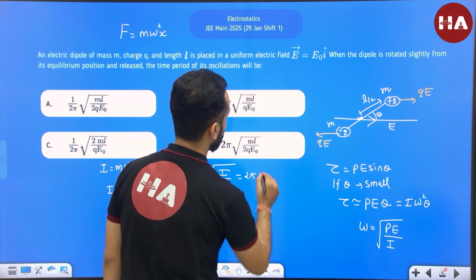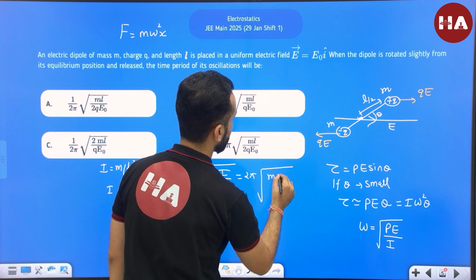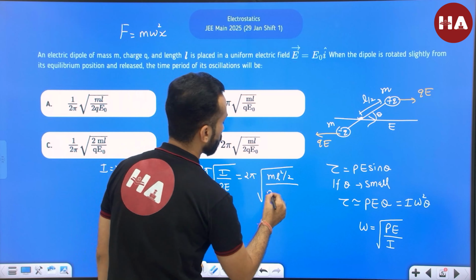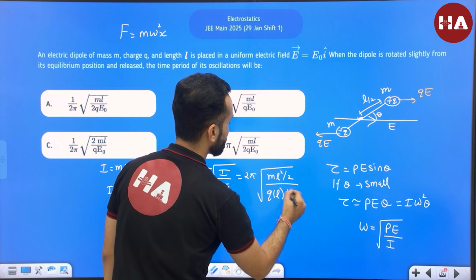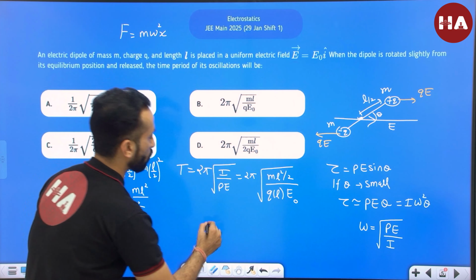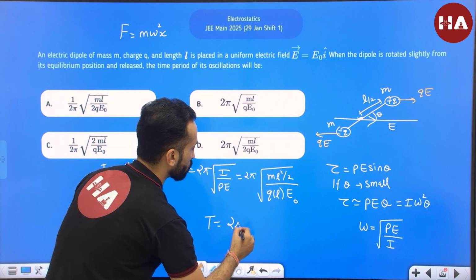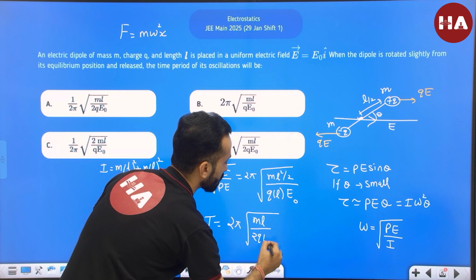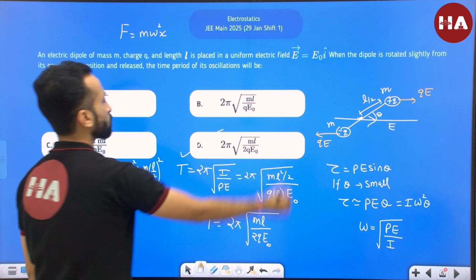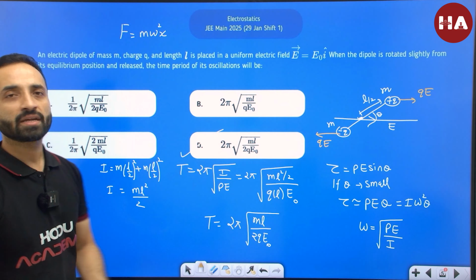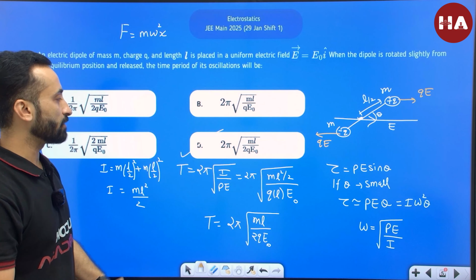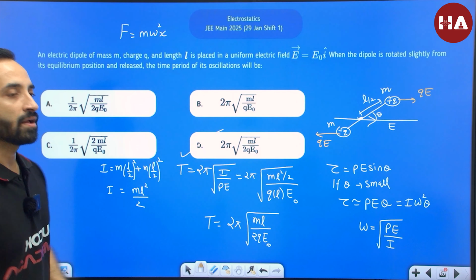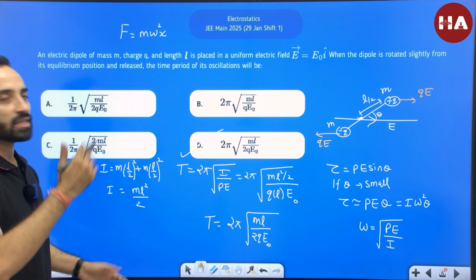So the time period is going to be 2 pi, and instead of I I will write mL square by 2, and P would be q into L, and this is like E or E naught, whatever they are calling it. So the time period turns out to be 2 pi under root of mL by 2qE naught, which is correct option D, my dear students. Very easy, nothing which can create a problem here. If you know the concepts, then it's a very easy question. Right, still copy this down and then we move to the next one.